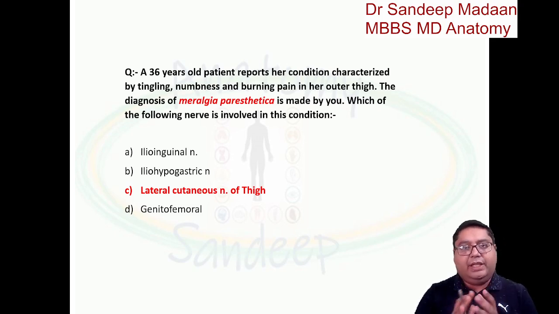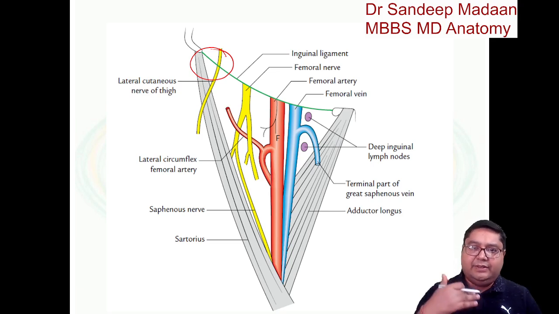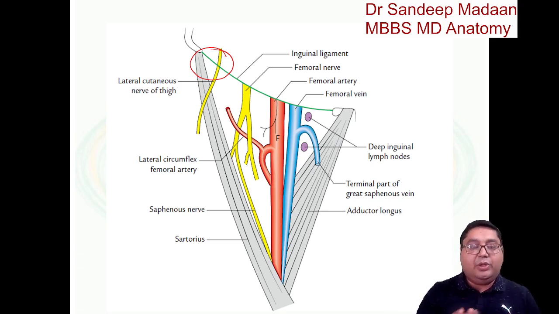Now, why does this happen in case of involvement of the lateral cutaneous nerve of thigh? See, this is the nerve which is present at the superior angle of the femoral triangle. Because of any reason, if this nerve gets compressed, it will lead to the nerve compression features in the outer aspect of the thigh, and those are the features of meralgia paresthetica. Now this nerve belongs to what? It belongs to the lumbar plexus.